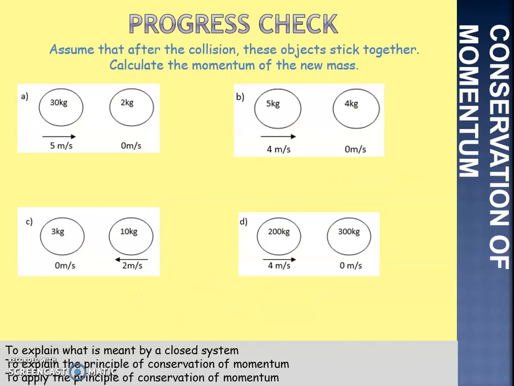Okay, could you answer the missing values? So we want the momentum of the new mass. Give us the new mass, give me the speed, give us the momentum. Off we go.